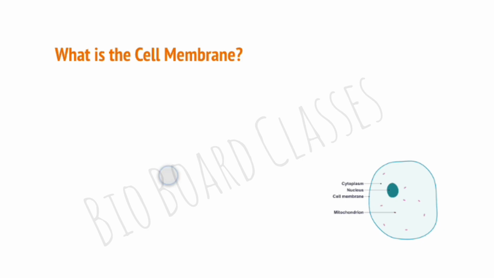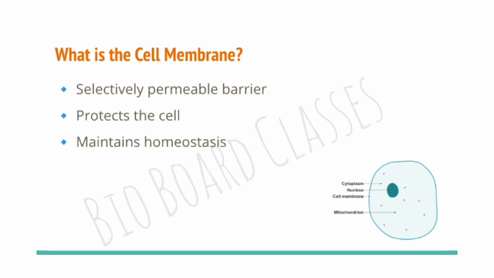The cell membrane is a thin, flexible layer that surrounds every cell. It acts as a selectively permeable barrier, meaning it allows certain substances to pass through while blocking others. This helps the cell maintain homeostasis, or a stable internal environment, which is critical for survival.